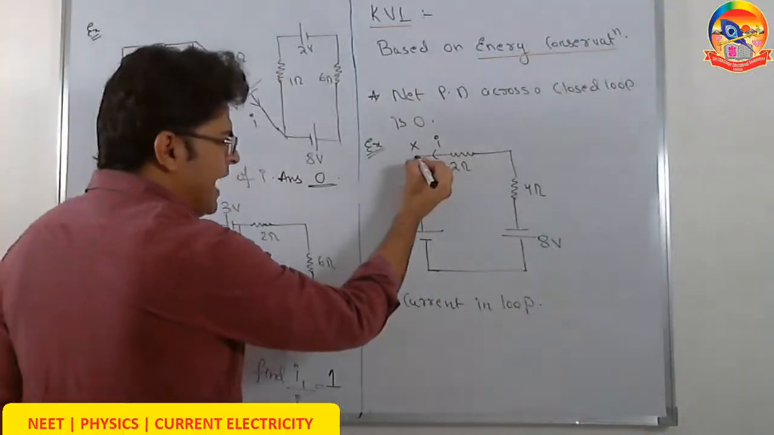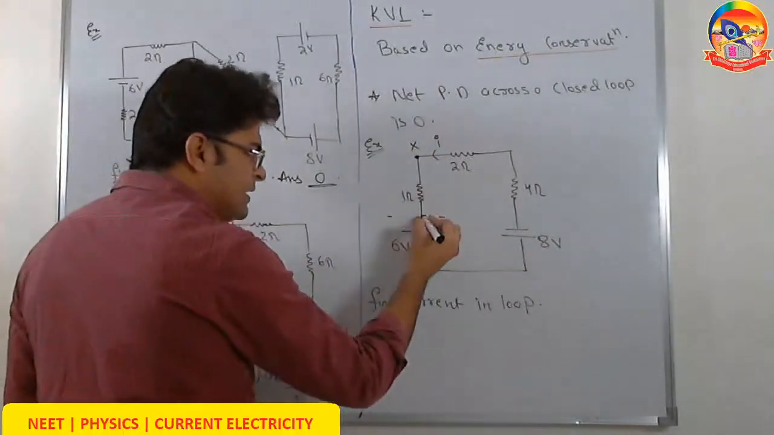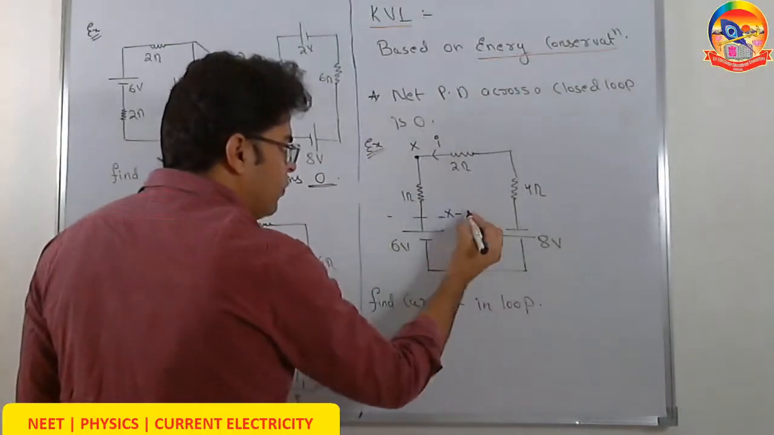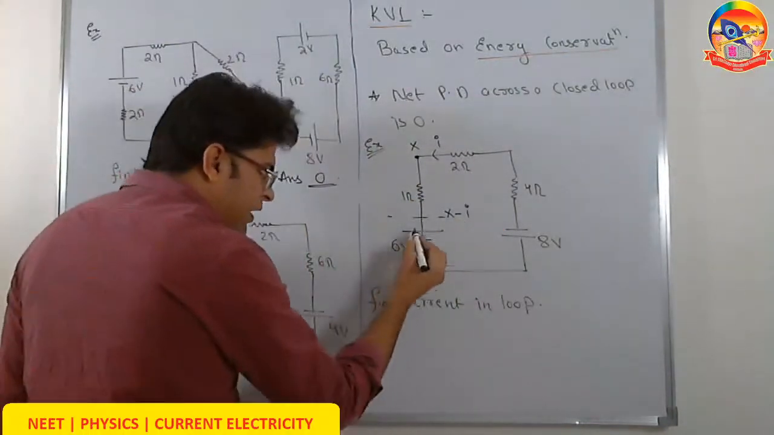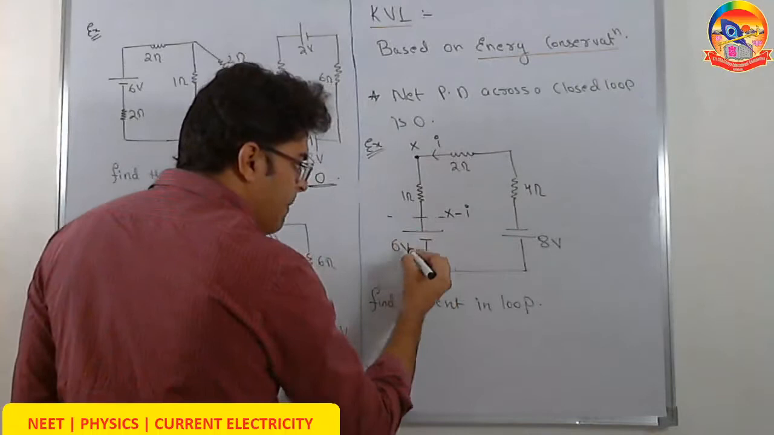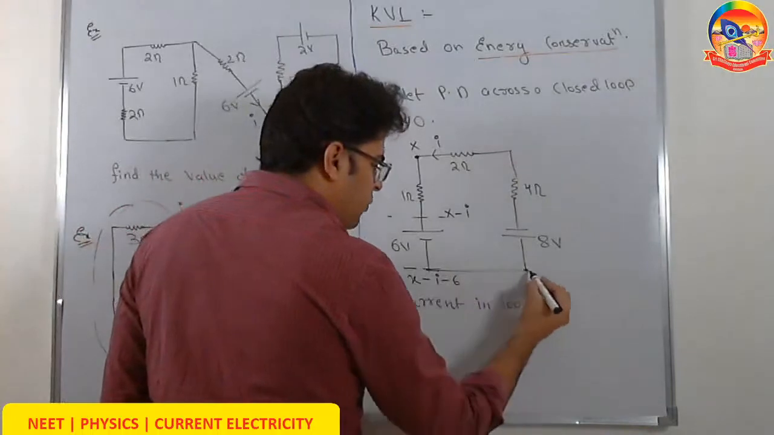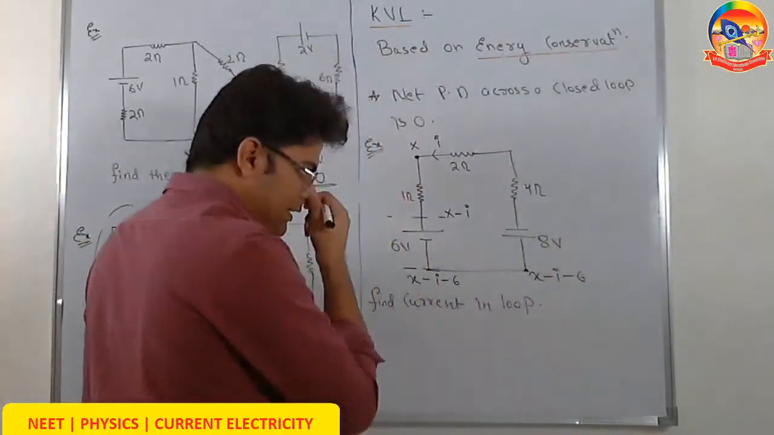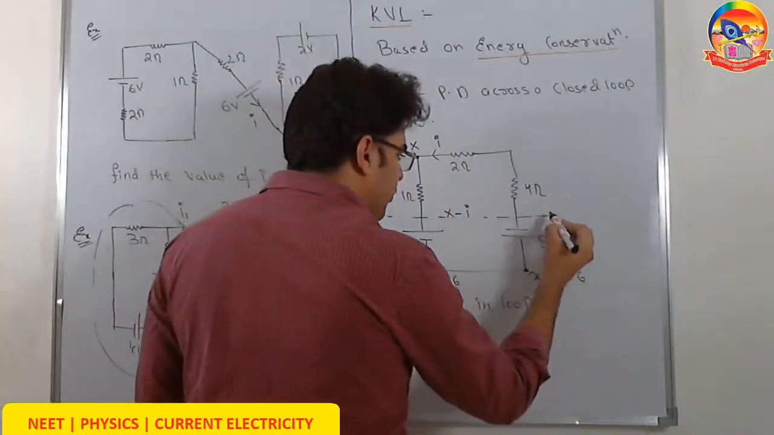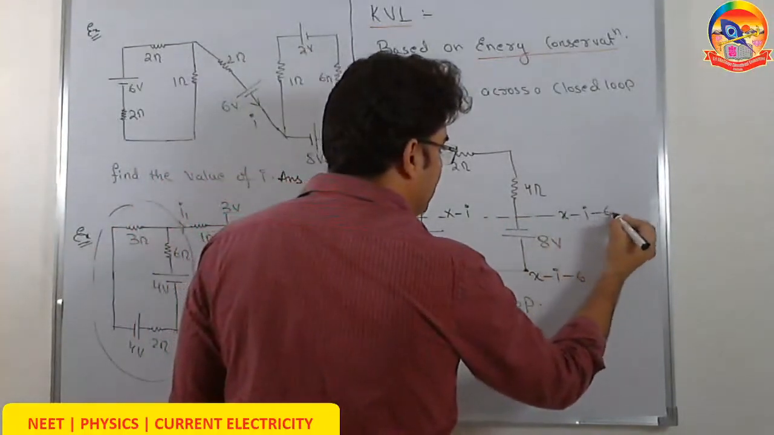If the potential of this point is X, when I go across the resistance, the potential will decrease. So the potential of this point will be X minus I into R, so I into 1, that is I. Going across this battery, I am going from higher potential to lower. So the potential of this point will be X minus I minus 6. In this component, we are not getting anything, so the potential of all points is the same. So the potential of this point is also X minus I minus 6. Going across this 8 volt, I go from higher potential to lower potential, so the potential will further decrease by 8. So here the potential will be X minus I minus 6 minus 8.